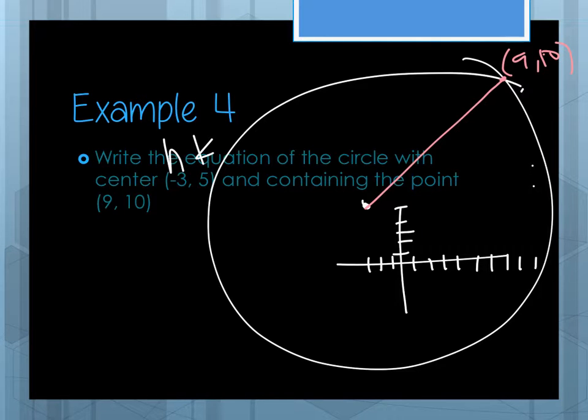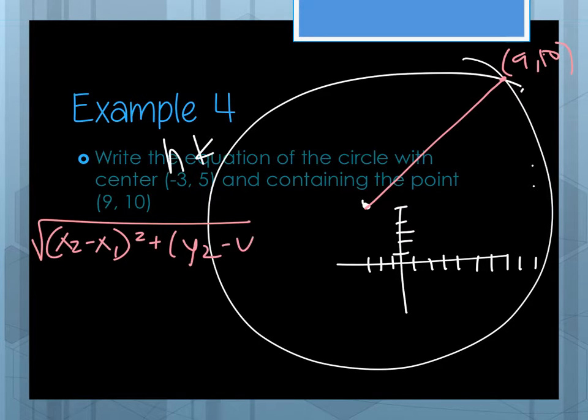So remember the distance formula, which is the square root of (x2 minus x1) squared plus (y2 minus y1) squared. So you're going to use the center and the point, and it doesn't matter which ones you make the 1s or which ones you make the 2s, as long as within the parentheses they're the same.